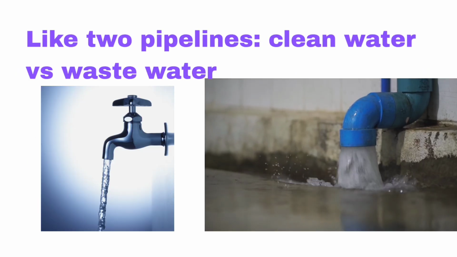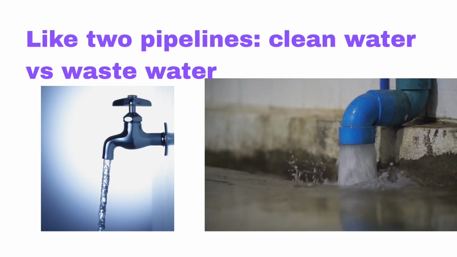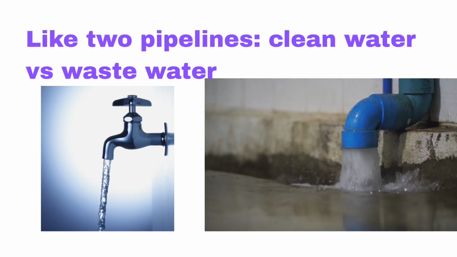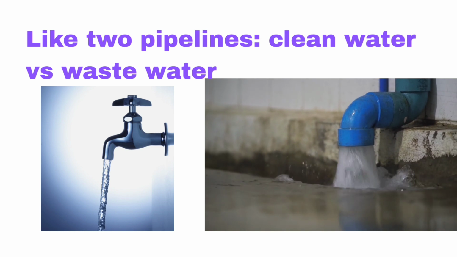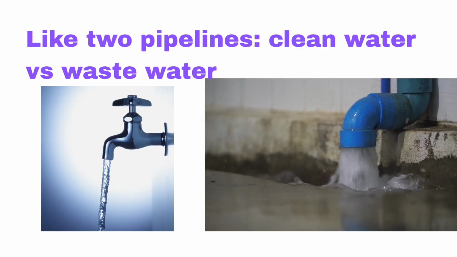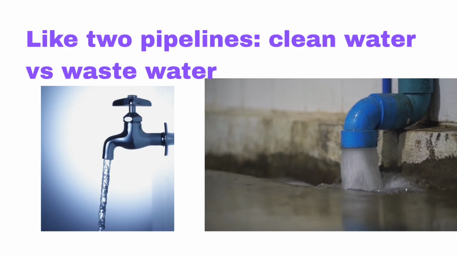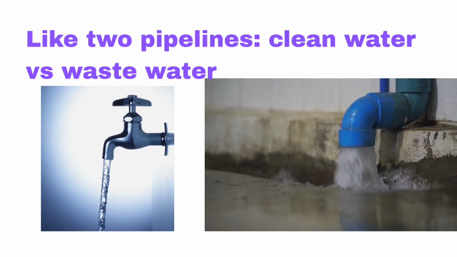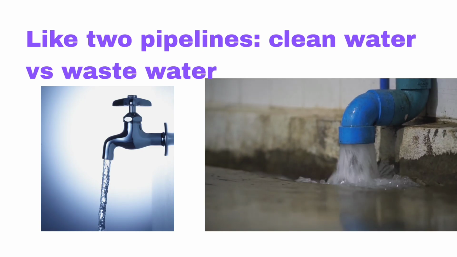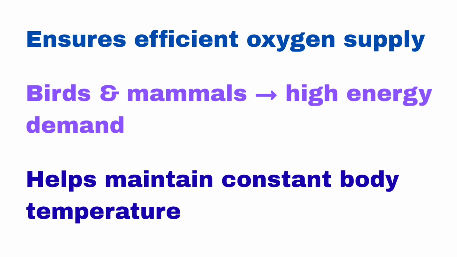Think of it like two water pipelines in a house. One pipeline brings in clean drinking water while another carries out wastewater. If they get mixed, will the water be useful? No. In the same way, if oxygen-rich blood and oxygen-poor blood mix, our body cells won't get enough oxygen. So, by keeping them separate, the body gets a highly efficient oxygen supply.